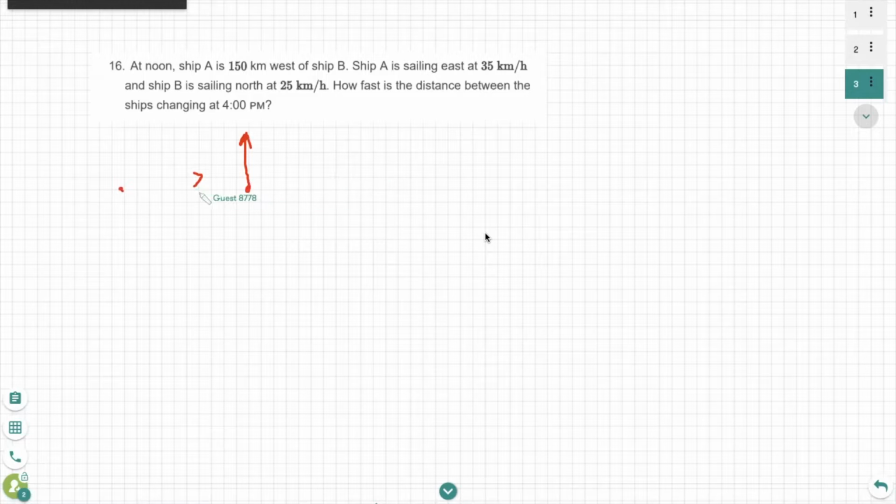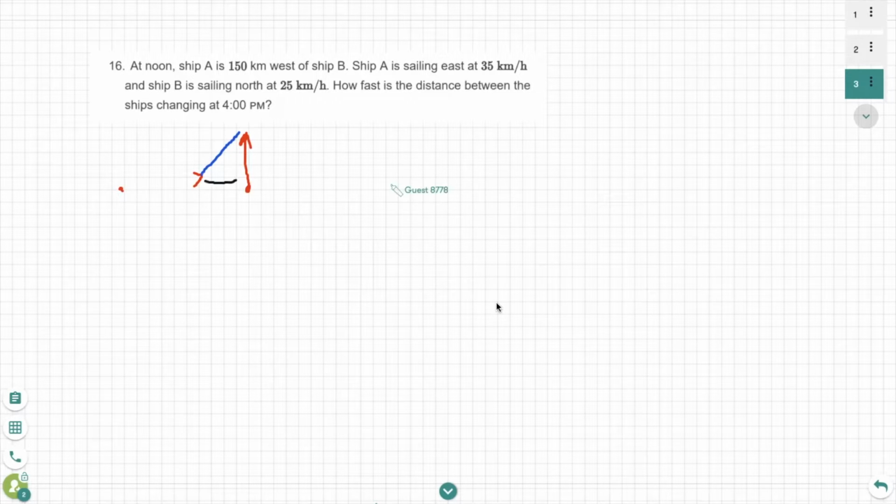And so we're trying to find at what rate this distance here is changing. And this would be the rest of the triangle. Okay, got it. So for this, would we just use the Pythagorean theorem?